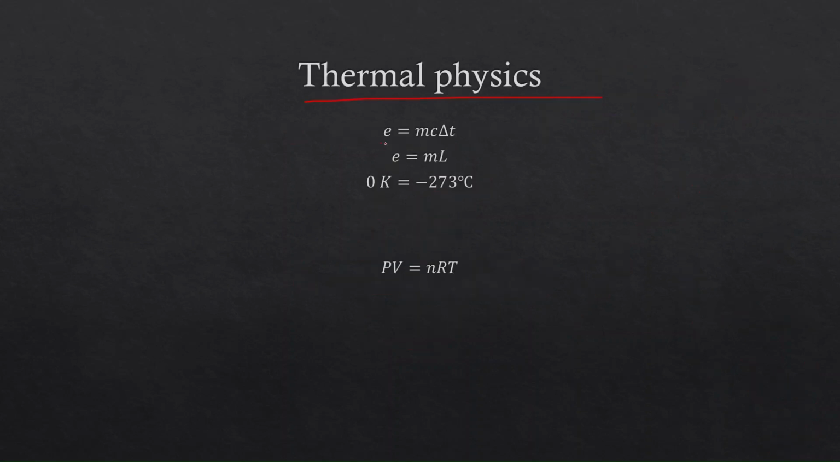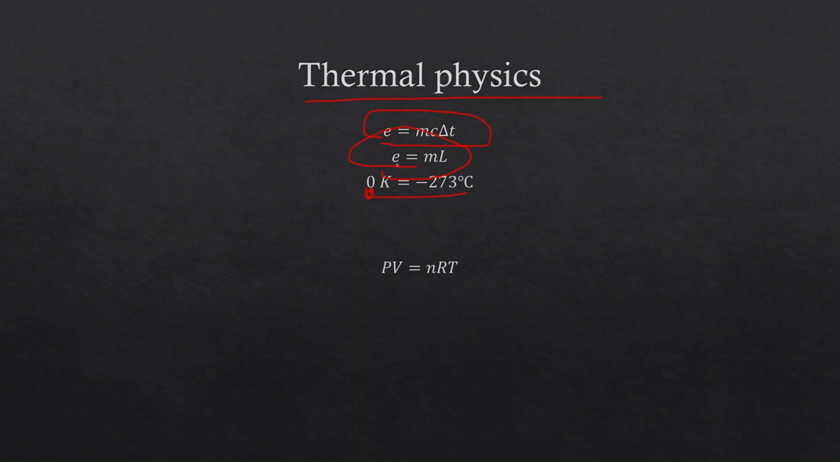Thermal physics, we have E is equal to mc delta T, E is equal to ml, and the conversion between Kelvin and degree Celsius. This value over here, 0 Kelvin, is absolute 0, and that's it. E is equal to ml, L is latent heat, and latent heat in general is the energy needed to change the state of a unit mass from, let's say, solid to liquid. That will be fusion, and latent heat of vaporization will be from liquid to gas.